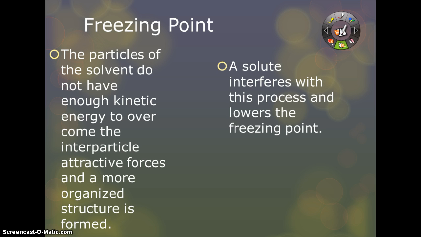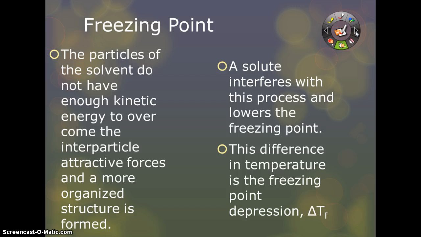When we had snow and ice on the roads, they spread salt. That salt is going to interfere with that organized structure forming, and it's going to keep it as a liquid at a much lower temperature. That temperature difference between the normal freezing point and the freezing point with the solute is the freezing point depression. So delta TF, the change in temperature of our freezing point. How much did it drop?